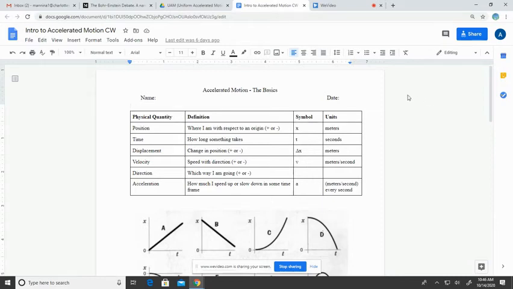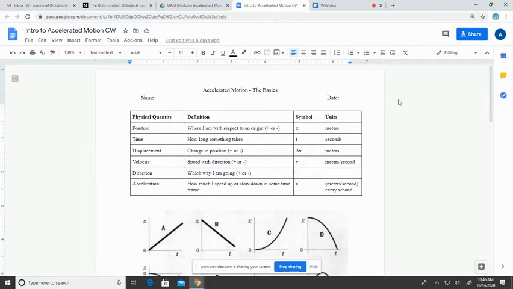Welcome everyone. So this particular note section that we're going to discuss focuses on talking about this new type of motion that we started discussing a couple days ago. And we're going to keep talking a little bit more about exactly what it means when I talk about things that are accelerated motion.